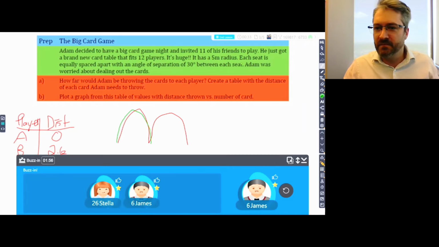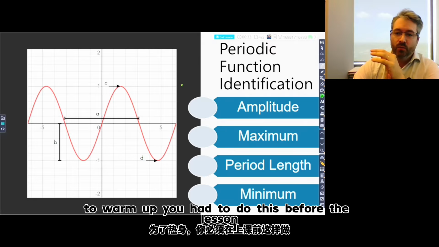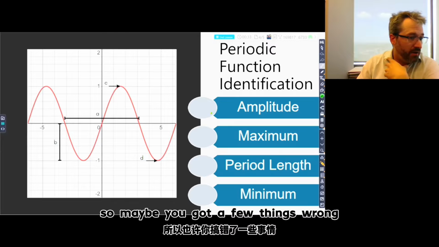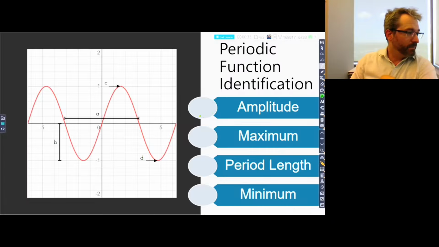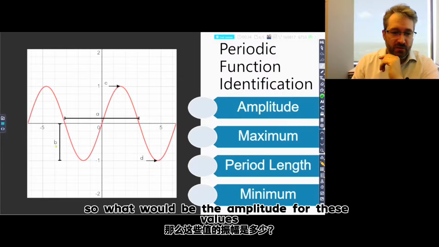Boom. Now that we've gone through the lesson, let's go back to that quiz that we did at the beginning of the lesson to warm up. You had to do this before the lesson, actually. Sorry, this was before you came into class. So maybe you got a few things wrong. Now we're going to try and see if we can get some correct answers on here. So what periodic function identification? So what would be the amplitude for these values?